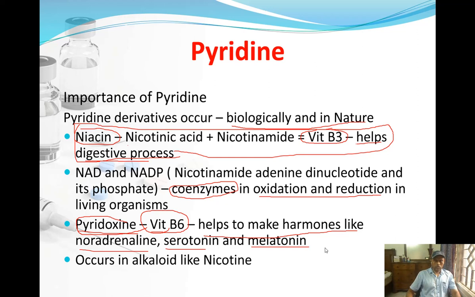The pyridine also occurs in nature as an alkaloid called nicotine. Nicotine is what is used in the cigarette, right? Tobacco. Nicotine is a tobacco product, and nicotine is also used for weaning from cigarettes, right? Nicotine products, nicotine gums or nicotine chewing gums, are there.